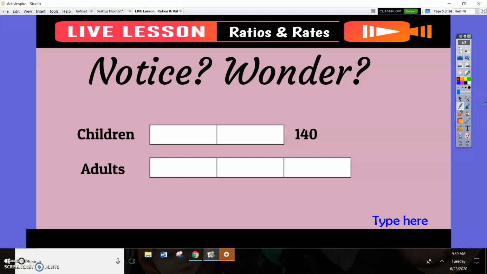I see that we have 2 boxes for children compared to the 3 boxes for adults. I see that the 2 boxes for children represent 140. If the 2 boxes for children represent 140, then I would imagine that each of the boxes would be worth 70. And I can see that the children and the adult boxes are both equal amounts, or the same size. So I could determine that this is 70, this is 70, and this is 70, okay?